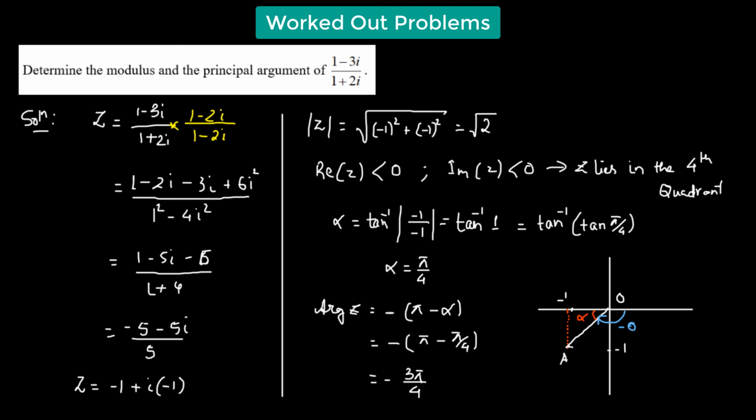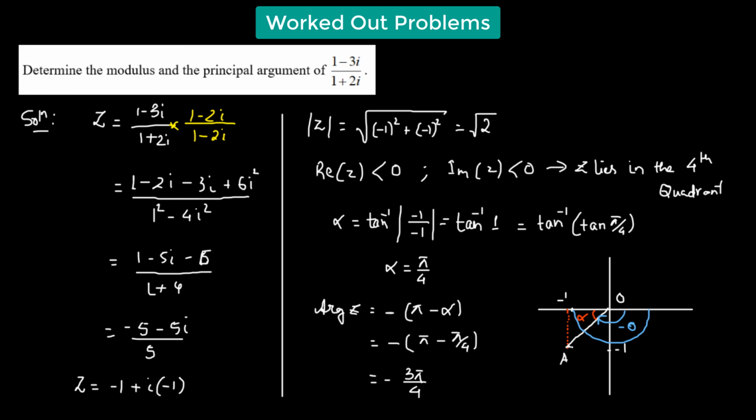So in order to find out the value of theta, we subtract alpha, which is the acute angle, from 180 degrees. So this complete angle is 180 degrees. When you subtract alpha from it, we will be left with theta. Since we are measuring in the clockwise fashion, we have to multiply it by a negative number. So that gives us the argument of the complex number, which is negative 3 pi over 4.